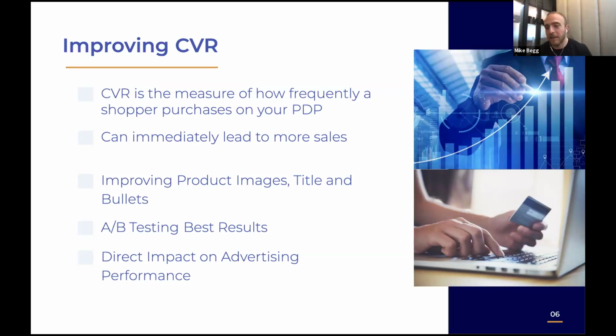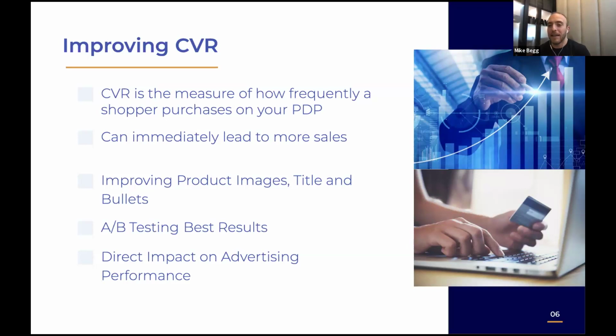The best way to do this is going to be improving your product images, which we'll probably also cover a little bit with Kitty, your title and your bullets. All of that is important when people are coming to your page and deciding whether to purchase your product or not. A+ content also plays a good role here, as well as making sure your funnel is protected by not letting competitors advertise on your product pages.